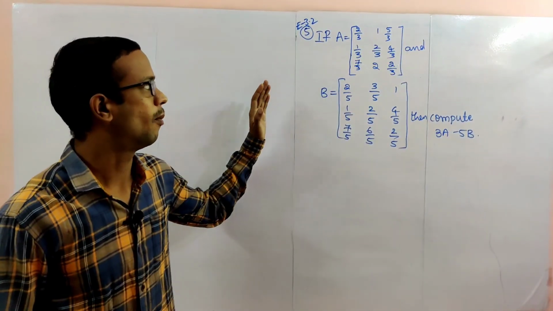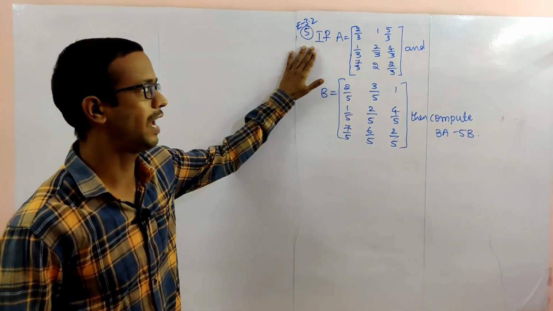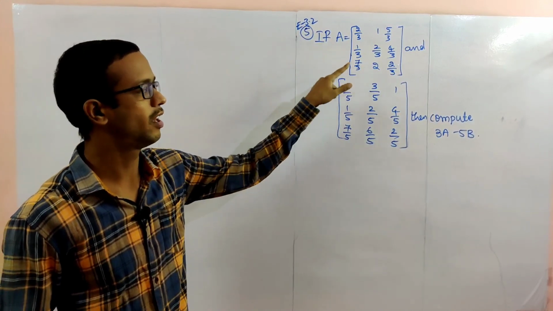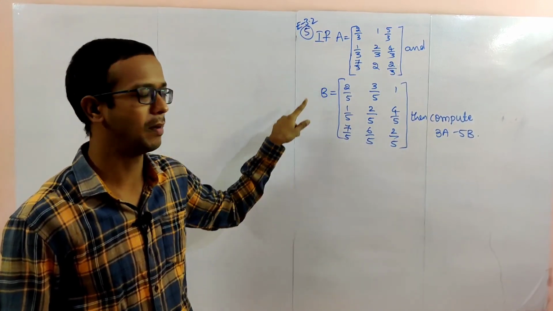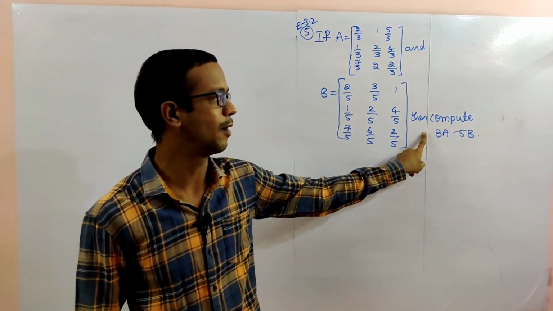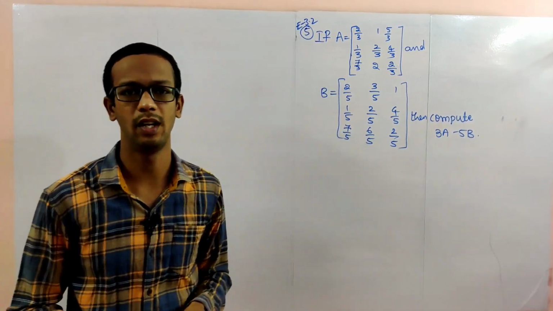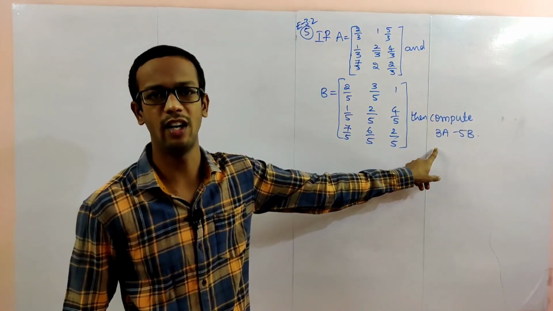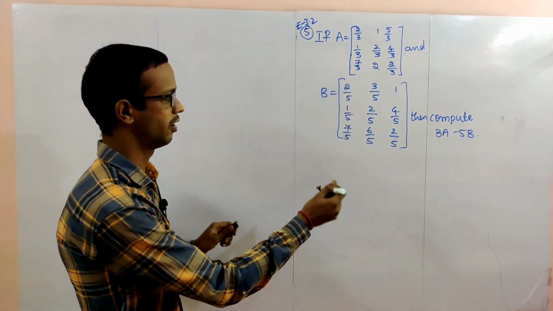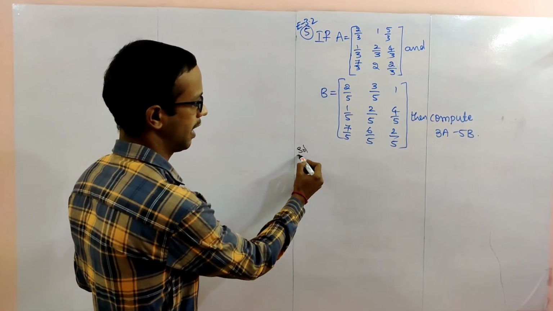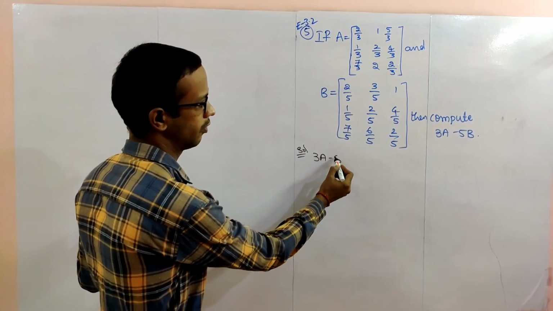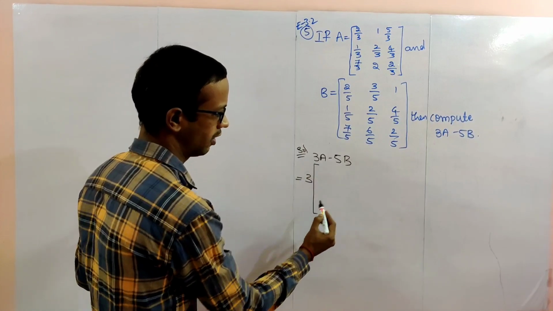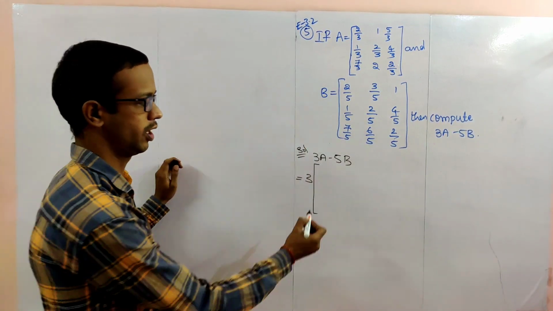Next, problem number 5. If A and B are 3 by 3 matrices, 3 rows and 3 columns, then compute 3A minus 5B. Scalar multiplication and subtraction is a very simple problem. So I'll take 3A minus 5B. That is equal to 3A. What is A? A matrix I'll substitute here.